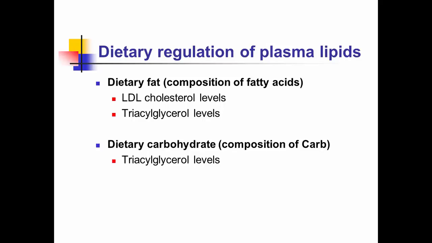And composition of fatty acids means whether it's saturated fatty acids or unsaturated fatty acids, right? We know that saturated fatty acid is always considered a bad fatty acid, with a negative effect, and polyunsaturated fatty acids like fish oil, EPA, or DHA are considered good fatty acids, right? They can have a positive or beneficial effect on lipid metabolism.